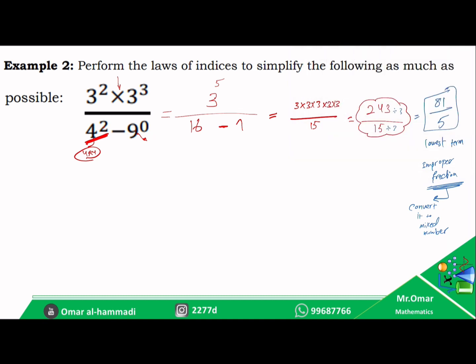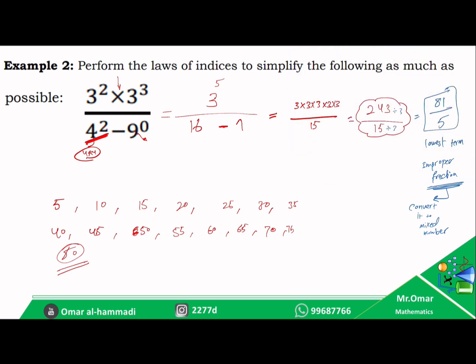5, 10, 15, 20, 25, 30, 35, 40, 45, 50, 55, 60, 65, 70, 75 and 80. We stop at 80 because it's less than 81.